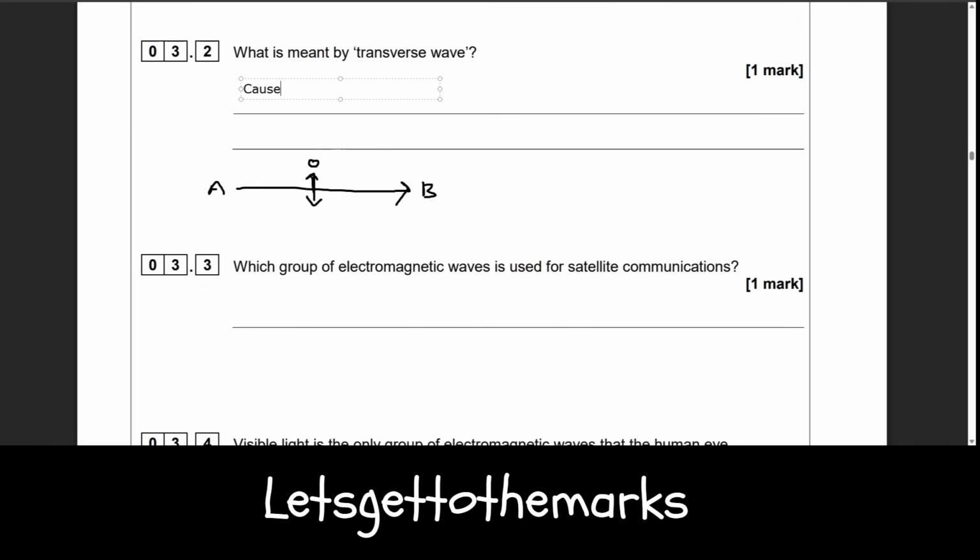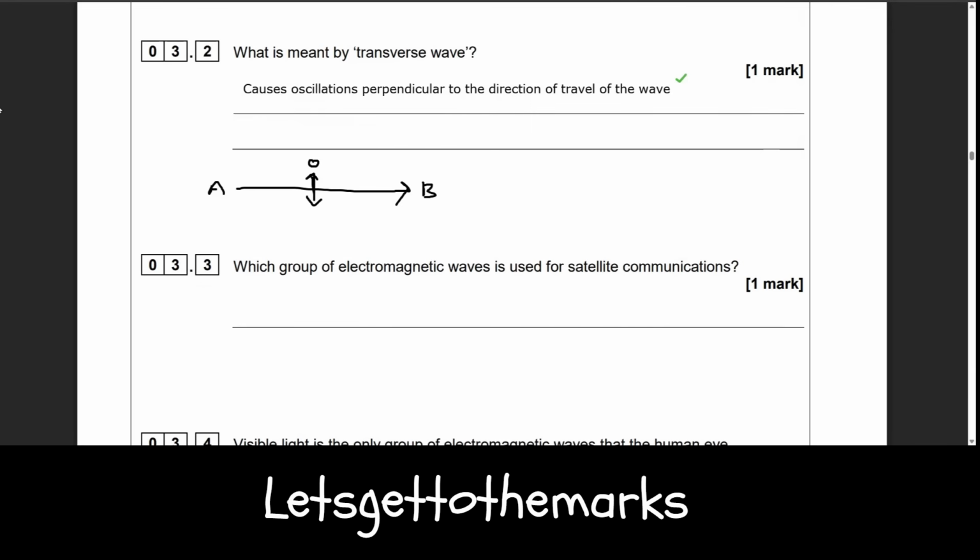So causes oscillations. By the way, you can use vibration here. It means the same thing. Causes oscillations perpendicular to the direction of travel of the wave. You can just say the direction of the wave. So oscillations are perpendicular. Now, if you were doing a definition for the longitudinal wave, like sound waves, you just need to change that word perpendicular to parallel. So it causes oscillations parallel, back and forth, to the direction of the wave. This is oscillations perpendicular, or up and down, across the wave.